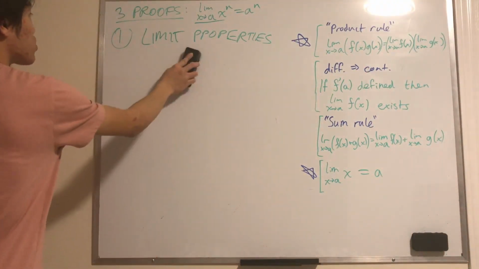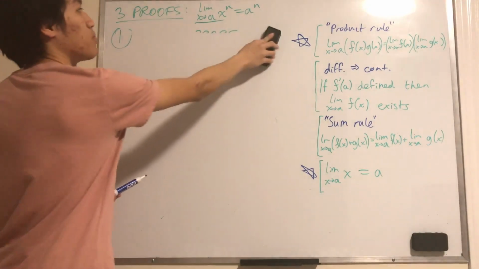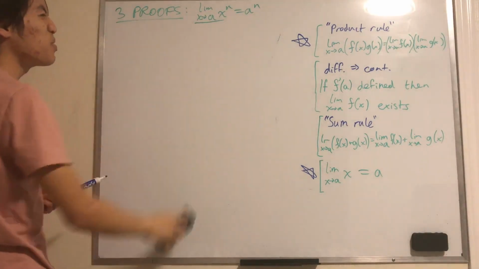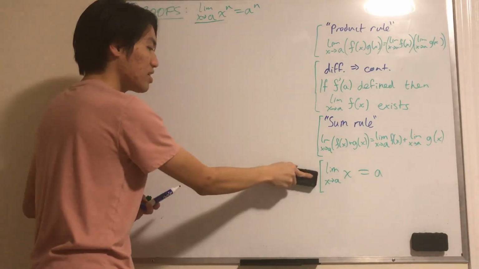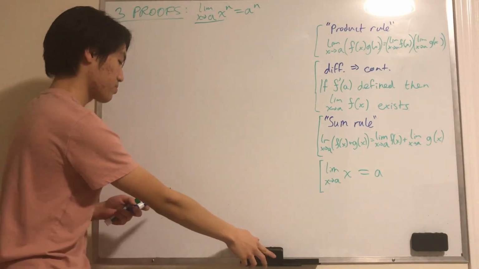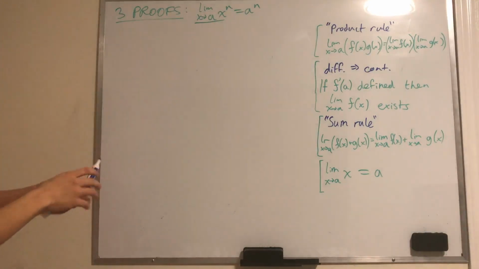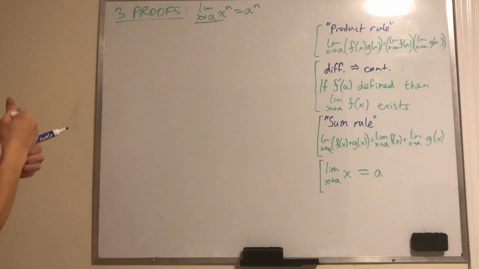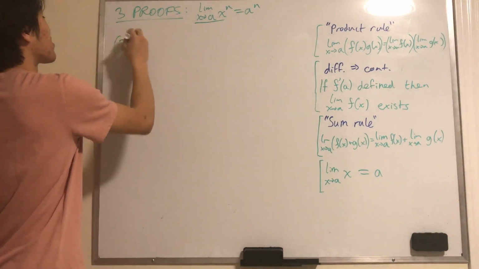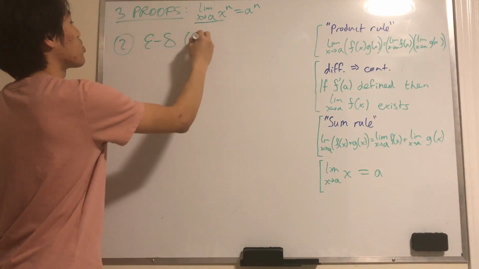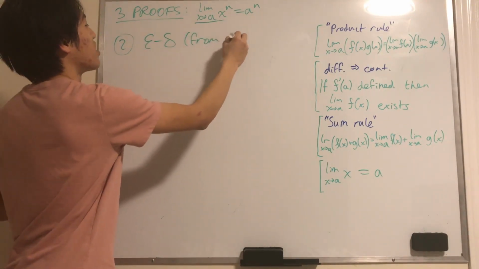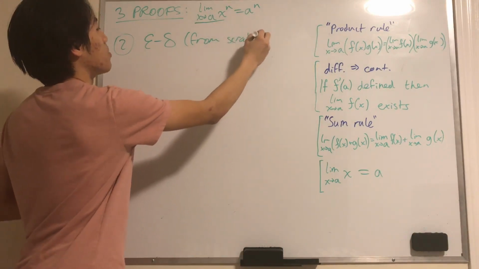So here's where what I was saying makes a bit more sense when I was talking about things being elementary and less elementary, but not necessarily being easier or harder. So proof number 2. I'm gonna call it epsilon delta, sort of from scratch. Not really, but almost.